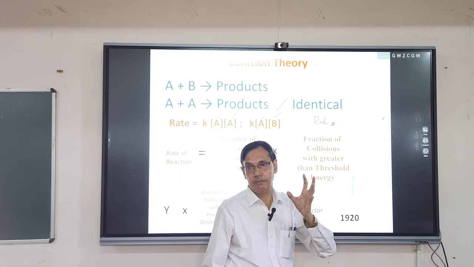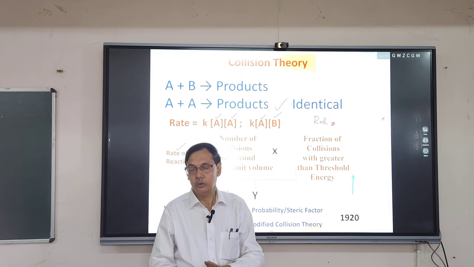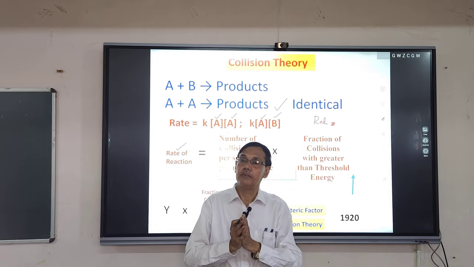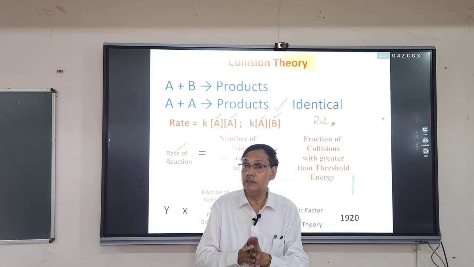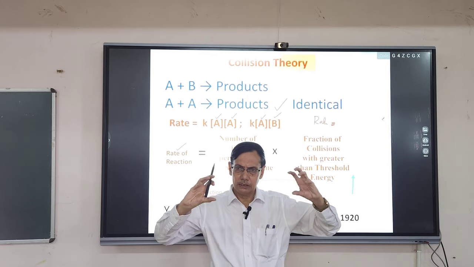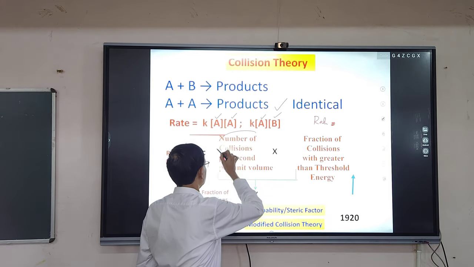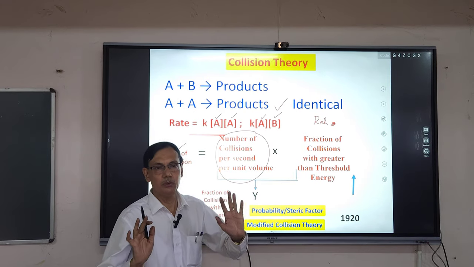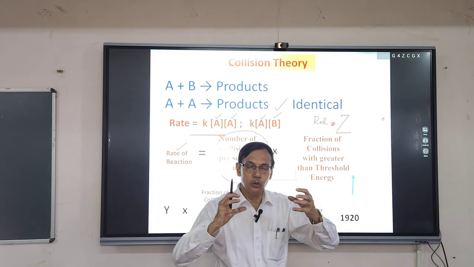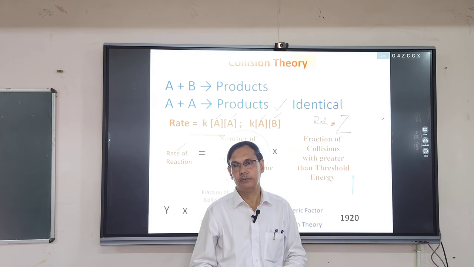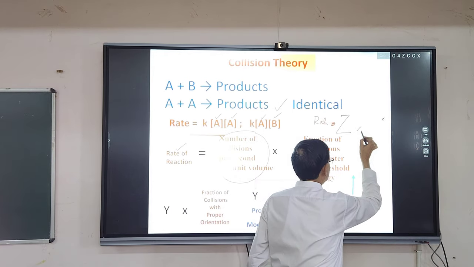In this collision theory, according to Max Trautz and W.C. McC. Lewis, the rate should be equal to the number of collisions. Now, I am not defining whether it is the number of collisions, collision frequency, collision density, or collision rate. You just think that there are two similar molecules, so there must be some collisions. So you have to know this number of collisions. Suppose I call it Z: the number of collisions between two identical molecules per unit time, per second, per unit volume. Okay?